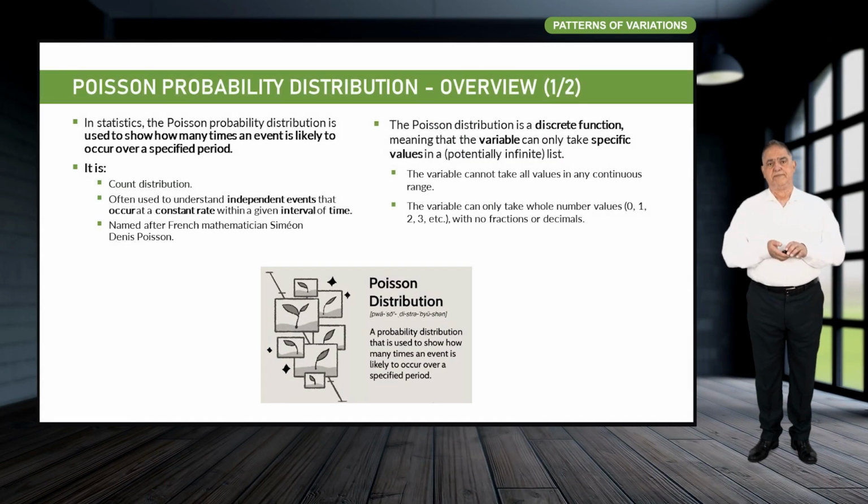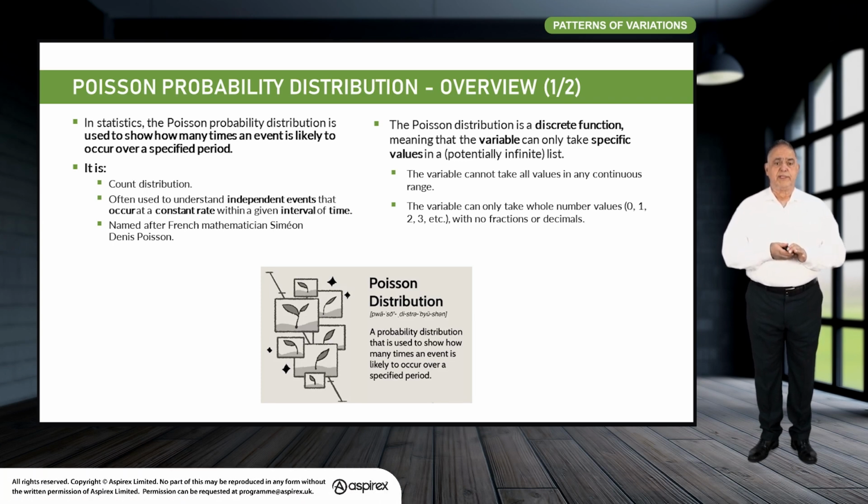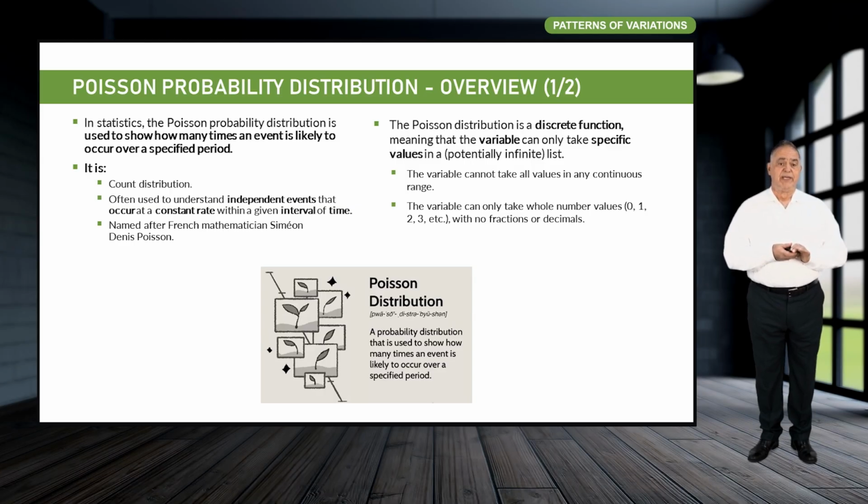Poisson distribution. It's not Poisson, it's Poisson. That's in French. So this probability distribution is used in order to determine how many times an event is likely to occur over a specified period. For example, how many people are likely to come into my office within the next 30 minutes or within the next 60 minutes? What is the probability of one person, two persons, or 0 persons walking into my office?